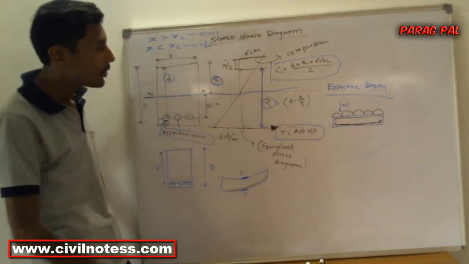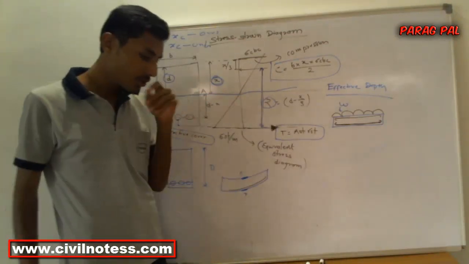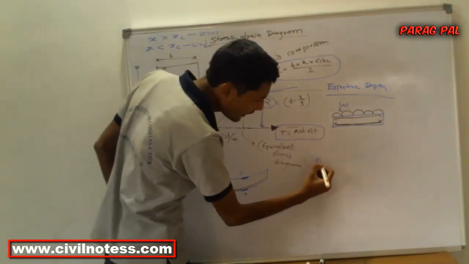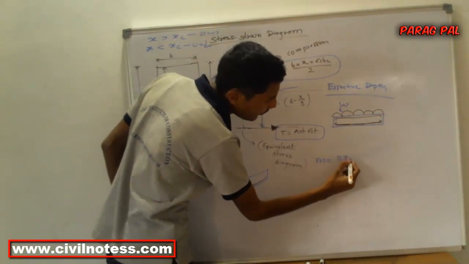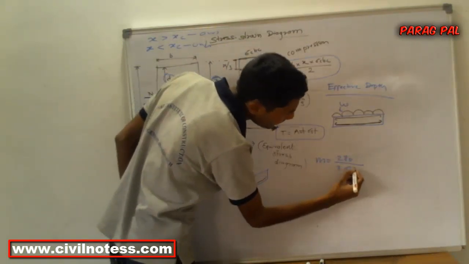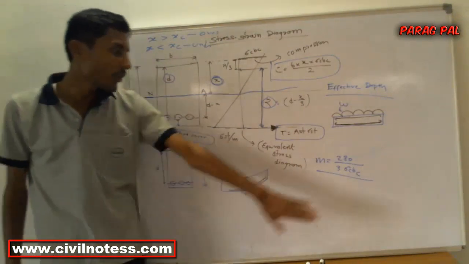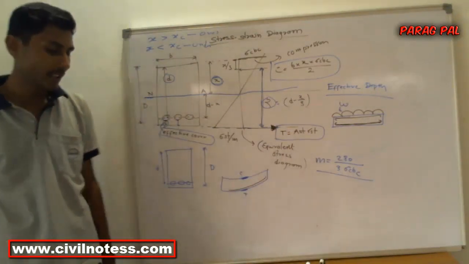T is the total tensile force, C is the total compressive force, and m is the modular ratio. The modular ratio is given by m equals 280 upon 3 into sigma cbc. This is also given in IS 456:2000.